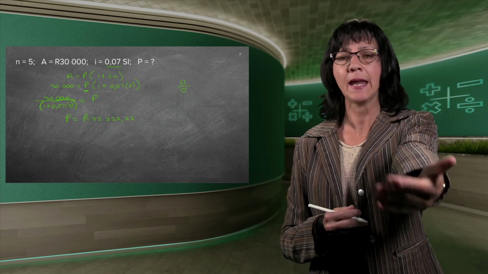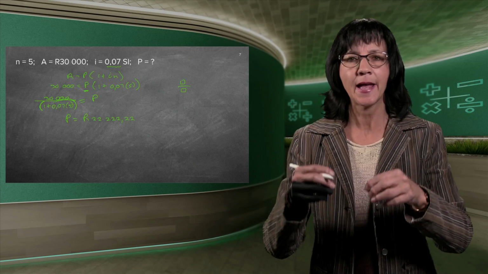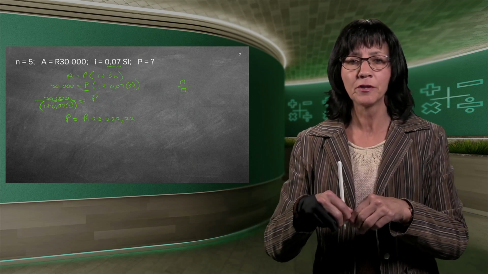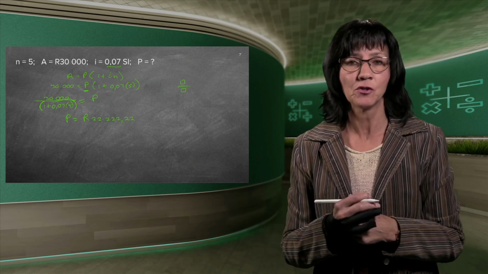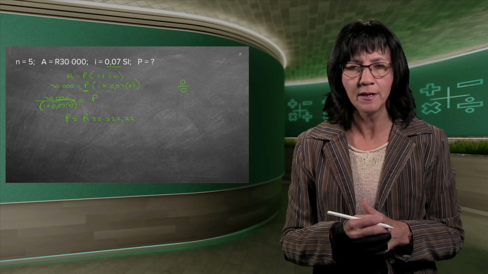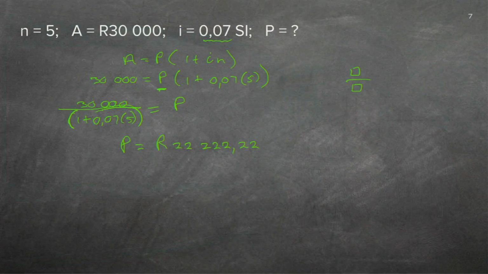So let's just see if it's possible. If I want in the end to have 30,000, and I now invest 22,222 and the 22 cents, it will get more in the end, and that is what I want. So it seems that my answer is correct. Good. Just make very sure that you round off to 2 decimals. Last example.